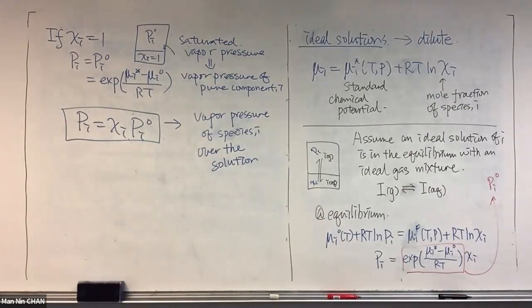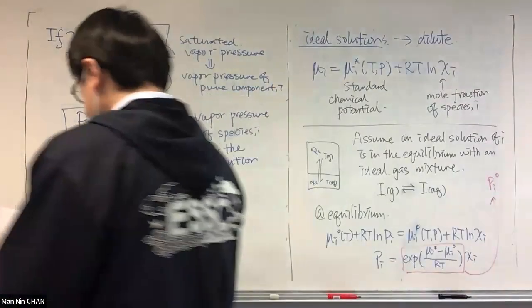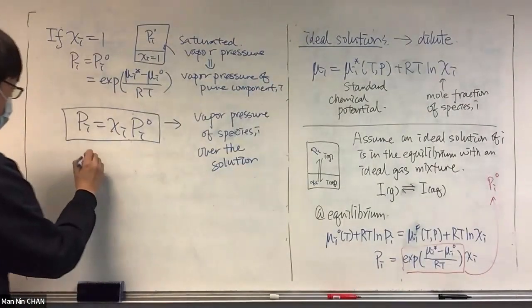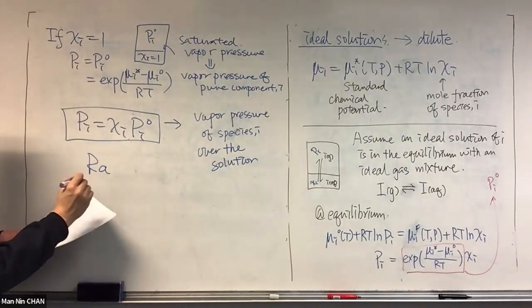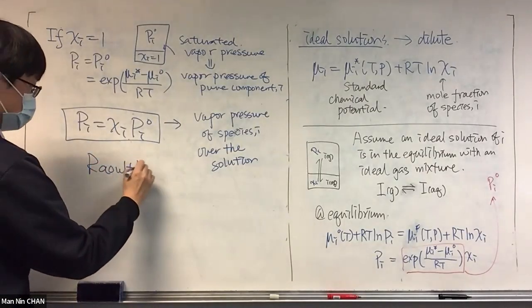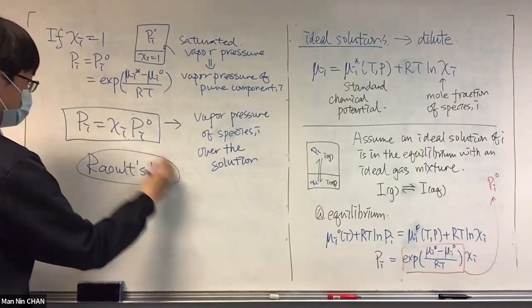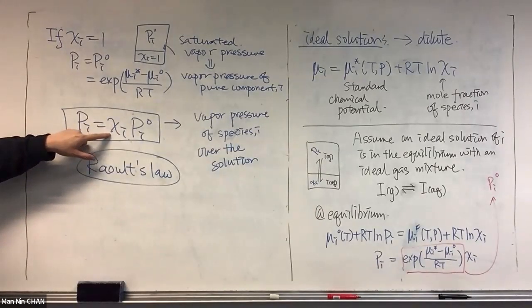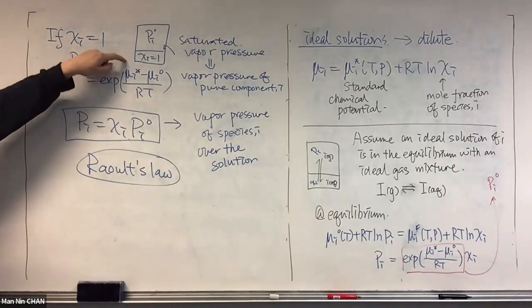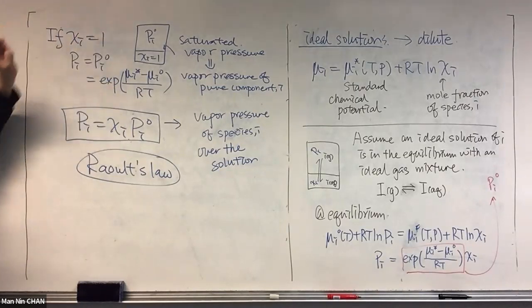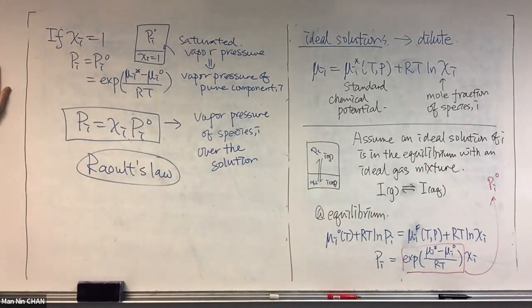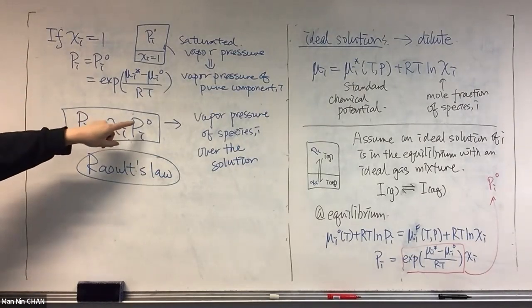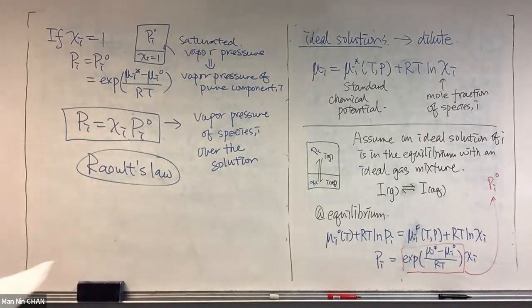Okay. So you may have seen this equation before. Actually, it's more like Raoult's law. Raoult's law basically tells you if you know the concentration of your species in your solution phase, then you can estimate or predict the vapor pressure of the species in the gas phase, using the saturated vapor pressure.